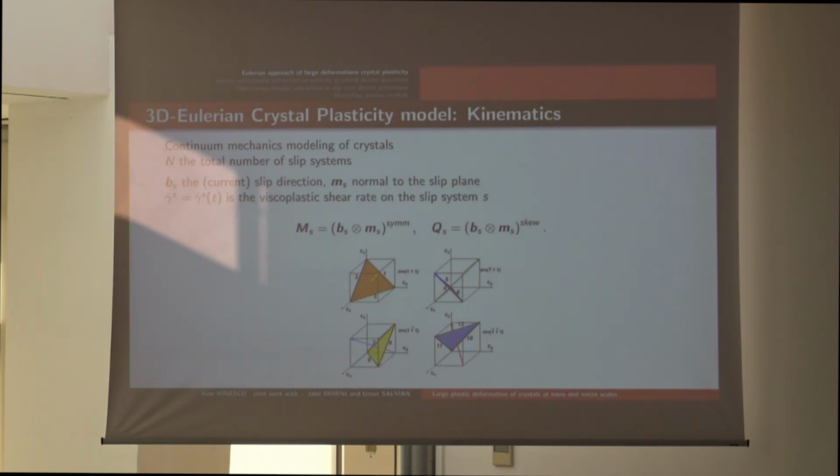It is a continuum mechanics modeling of crystals, which is presented here a little bit. We need to have a number of slip systems. A slip system is related to a slip direction and to a normal of the slip. You can see here, we have one normal and three slip systems. On each slip system, we have a viscoplastic shear rate. And with these two vectors, the slip direction and normal to the slip, we construct the symmetric part and anti-symmetric part of the tensorial product.